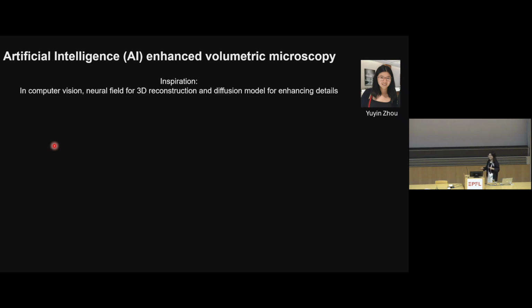So we got this inspiration really from the computer vision community, where NeRF is designed to reconstruct 3D images. At the same time, the information within the images can be further improved by incorporating some diffusion model design. This is our initial inspiration for our solution to tackle this problem.